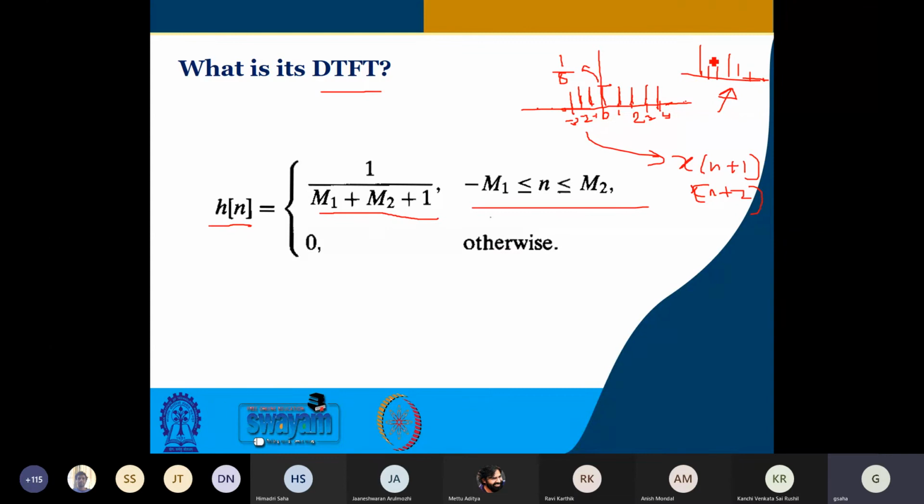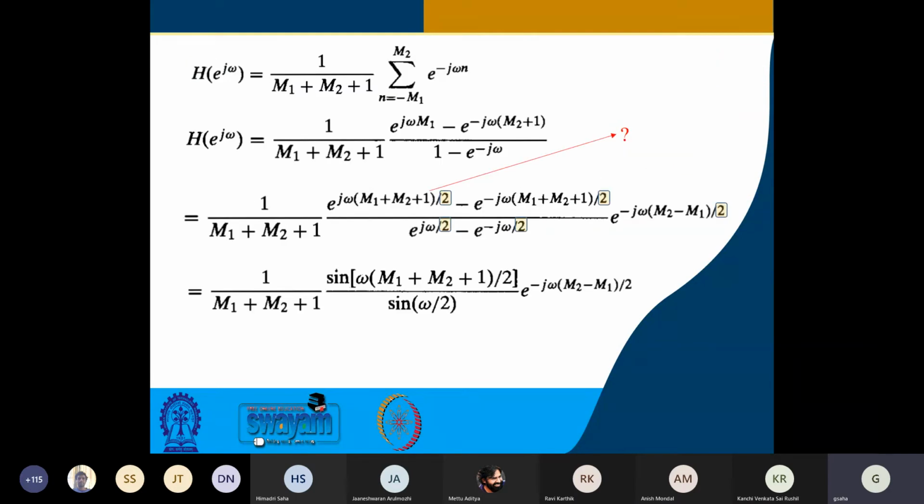Had we made a causal system out of it, all these values will be there. So this would have been just a shifted version of it, k units to the right hand side. So this will be 1 upon 8. So this you just keep in mind. The previous discussion was for a general h[n], which is extended to minus M1 on the left hand side and M2 on the right hand side. Okay.